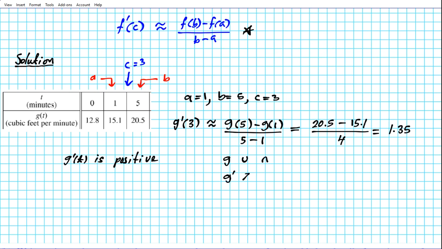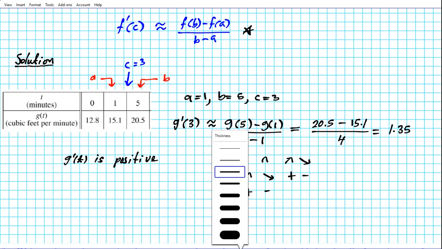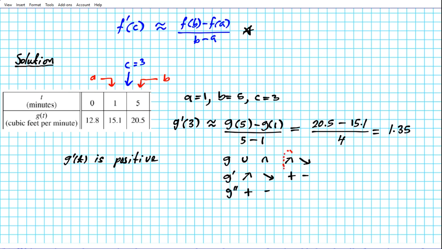g prime: increasing, decreasing. g double prime: positive, negative, increasing, decreasing, positive, negative. Okay, so this is just a grid to tell you the connection between g prime and g double prime. Alright, so we're looking at g prime is positive. What does that tell us about g? When g prime is positive, g is increasing. When g prime is negative, g is decreasing. Okay, and then if g prime is increasing, g is concave up. That's what the U means. If g prime is decreasing, then g is concave down, and we can also connect it to g double prime. If g double prime is positive, that tells you g is concave up. If g double prime is negative, then g is concave down.